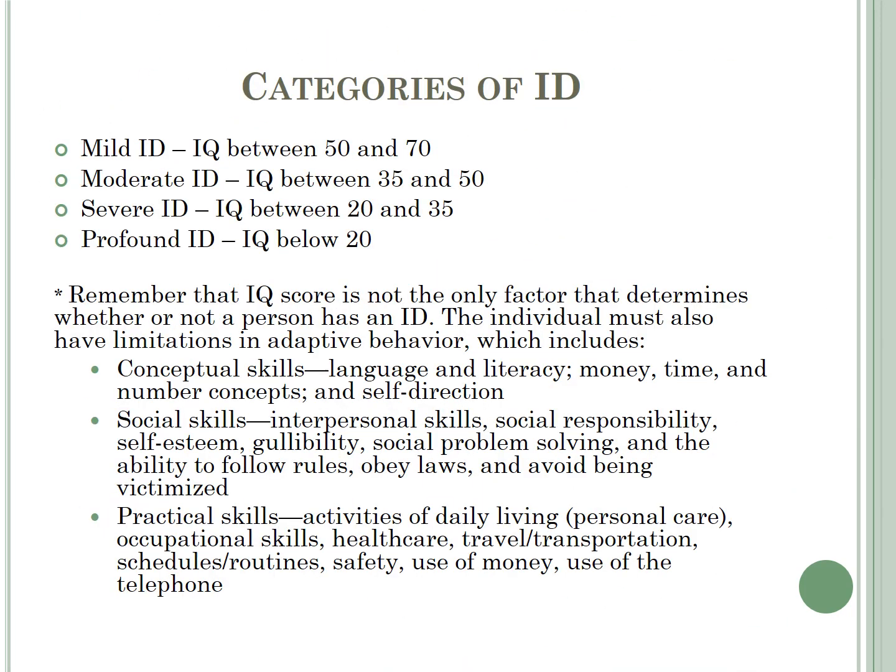And just to expand on this a little bit more, I've given the different IQ thresholds for each of the categories of intellectual disability. And then just a reminder that the IQ score alone does not determine whether a person is diagnosed with an intellectual disability. The individual also has to have limitations in their adaptive behavior. They have to really struggle with getting their daily needs met. And some of those areas are conceptual skills, social skills, and practical skills.